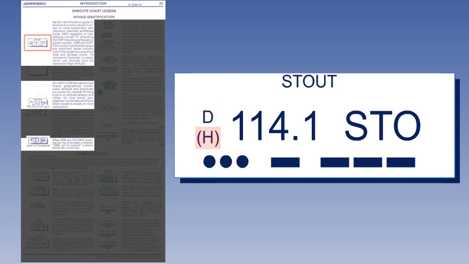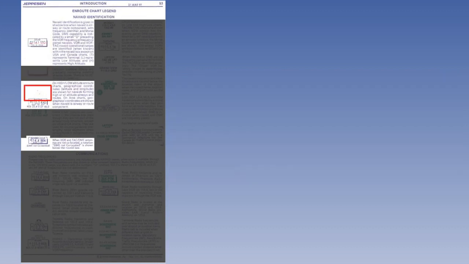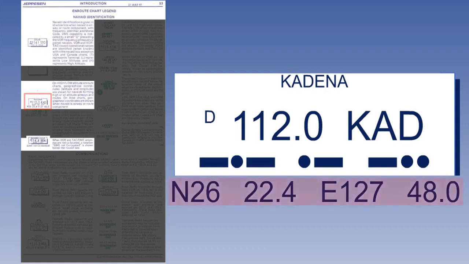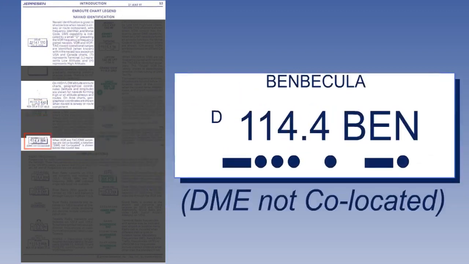The operational coverage of the beacon may be shown by a T for terminal, L for low altitude, and H for high altitude. The next symbol shows the shadow box for Kadena. It has printed under the box its geographical coordinates. This is used on high-low altitude en route charts when the facility is part of the airway or route component. Finally, in this column, the shadow box for Benbecula indicates that the DME and VOR are not co-located.